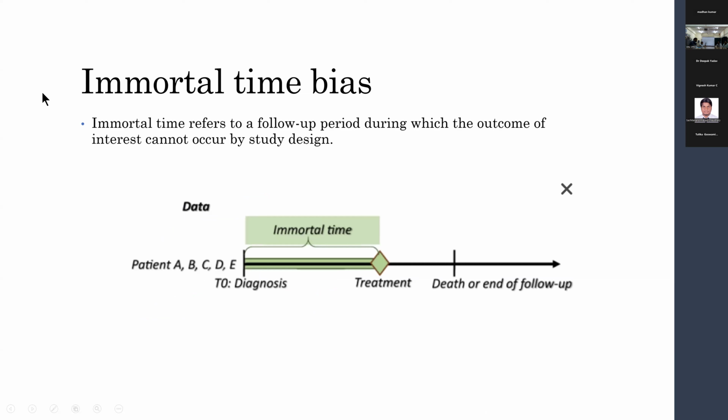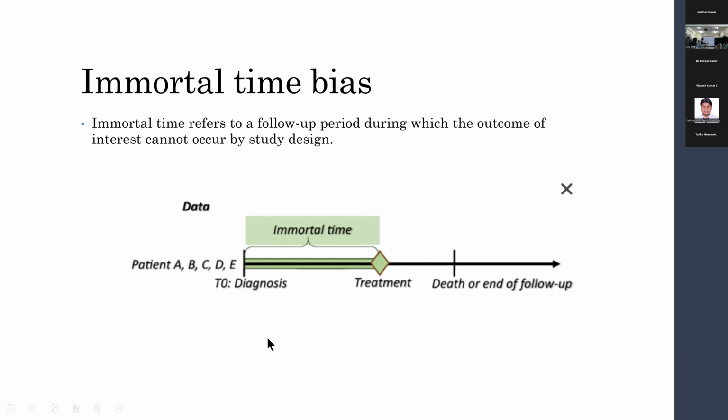Second is immortal time bias. So now what is immortal time? Suppose we look at patients A, B, C, D, E. T0 is where they are diagnosed. So once they're diagnosed, they will be part of the study. If you're looking at an intervention, as soon as you know that they fulfill the criteria to get the intervention, they would be under follow-up. But they would have received the treatment later.